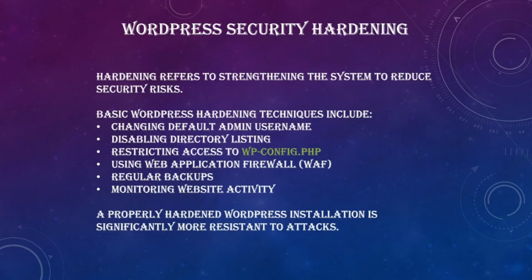For hardening the security, we need to strengthen the system to reduce security risks. Change default admin usernames like administrator or root. Just avoid them and use unique usernames to stay safe. Disable directory listing, restrict access to the config PHP file, use a WordPress application firewall, take regular backups, and monitor website activities.